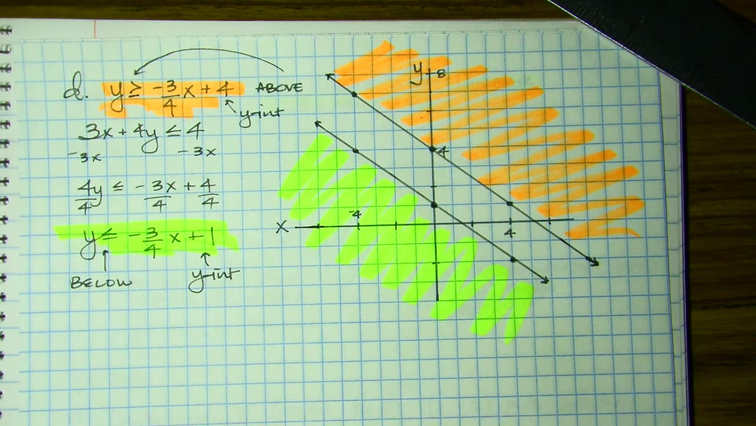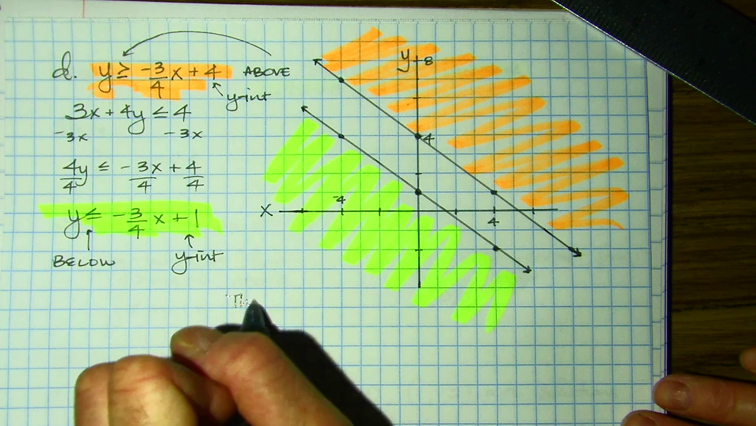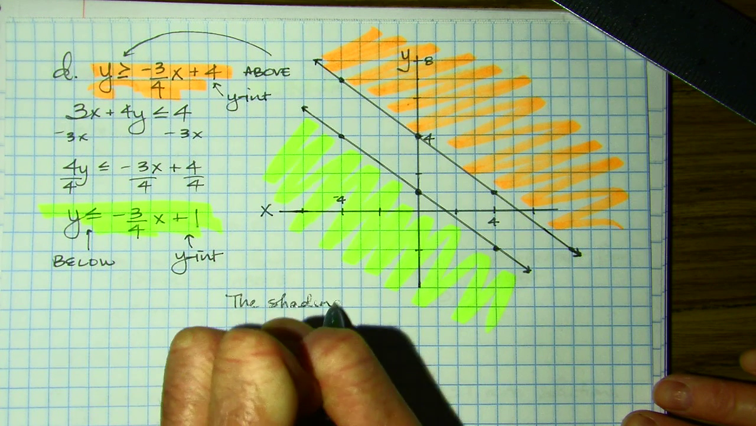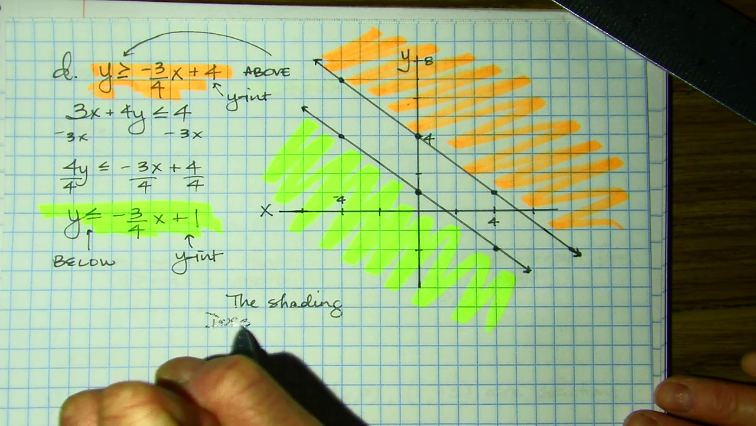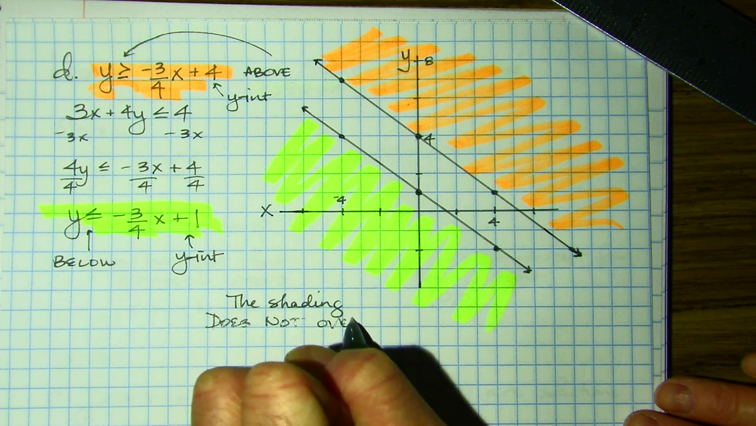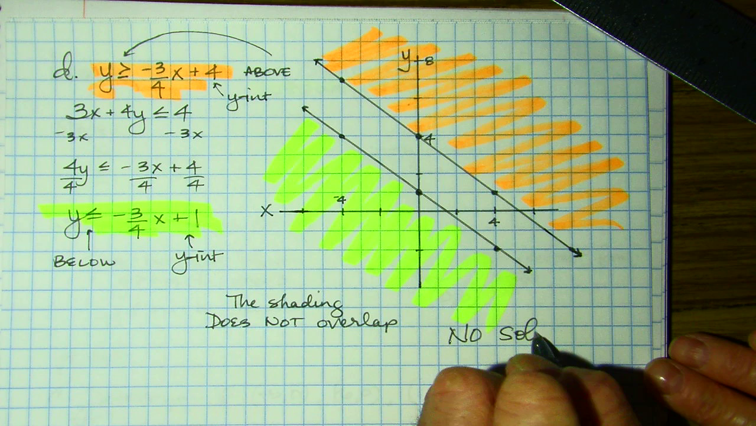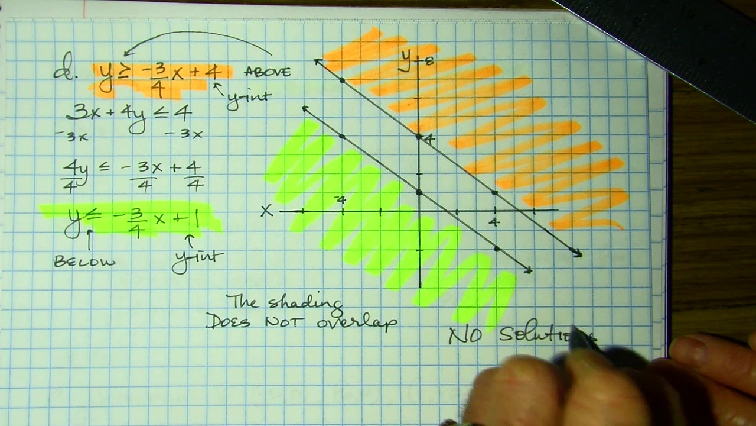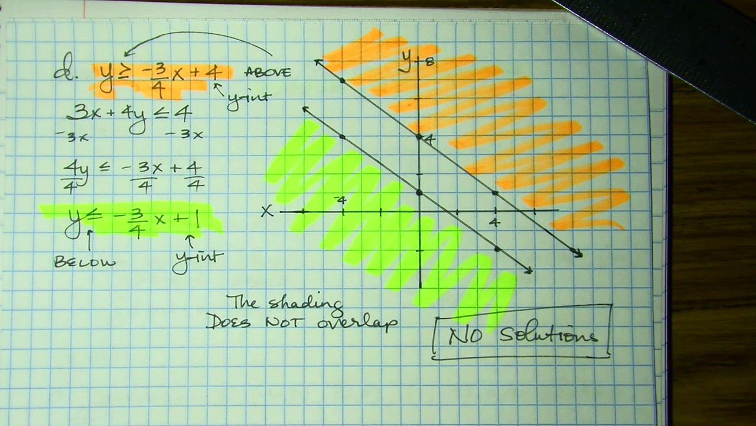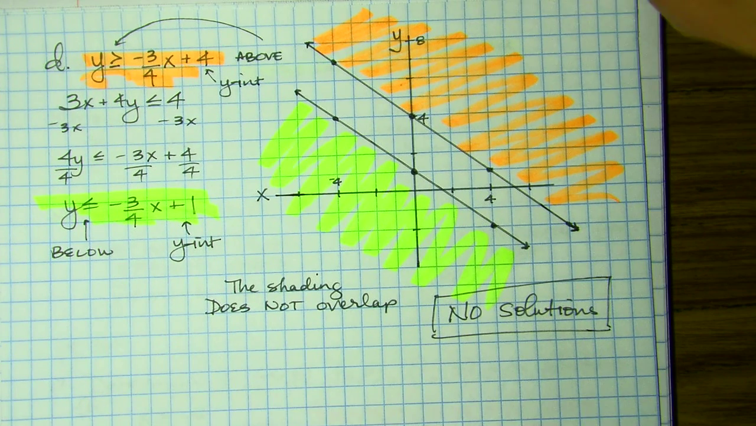Now, in this case, the shading does not overlap. So no solution. There is not a single pair of points that is in both the yellow and orange region.